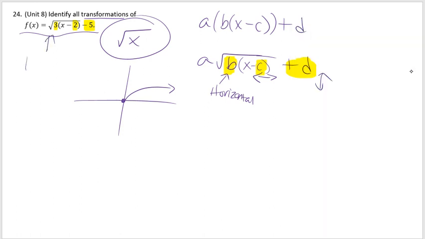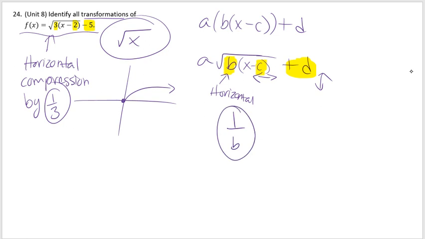So that 3 is going to be a horizontal compression. And we're going to say that it's a horizontal compression by 1/3, because usually you say 1 over b whenever you describe by how much. But definitely it just shows that if we compress it horizontally, that means it's going to just go inwards and become higher.